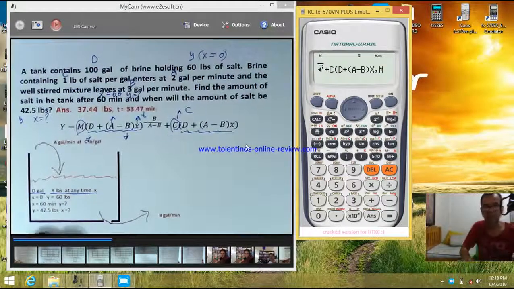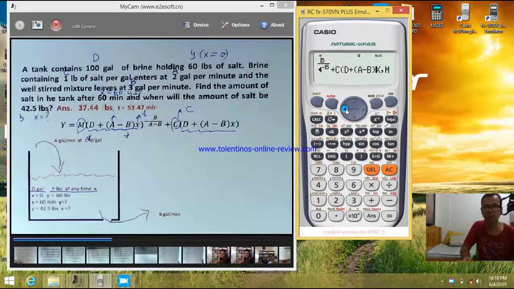I have already inputted the model in the calculator. Before you do this, press Shift 9 in order to reset the values of the variables. So let's check our formula. This is Y equals M times (D plus A minus B times X) to the negative B over A minus B, plus C times D over A minus B. The first step is to put a comma M, because we have to determine M first based on the initial condition, then Shift Solve.